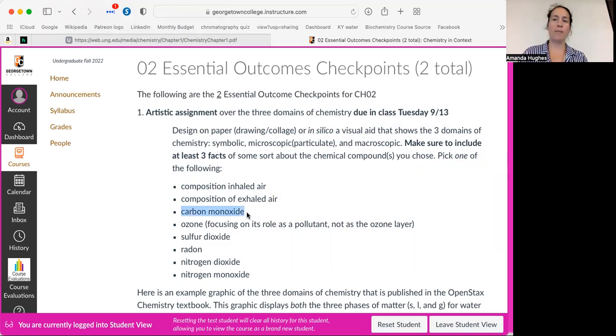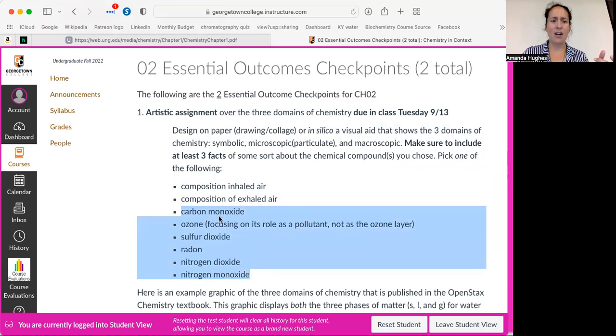So you're just showing carbon monoxide, like the three different domains of carbon monoxide. And you get creative with your figures, with your macroscopic domain, because for most of these gases, carbon monoxide, ozone, sulfur dioxide, nitrogen dioxide, nitrogen monoxide, and radon, most of them are odorless and colorless. So what we might see would just be like nothing. But I want you to get creative with the macroscopic domain.